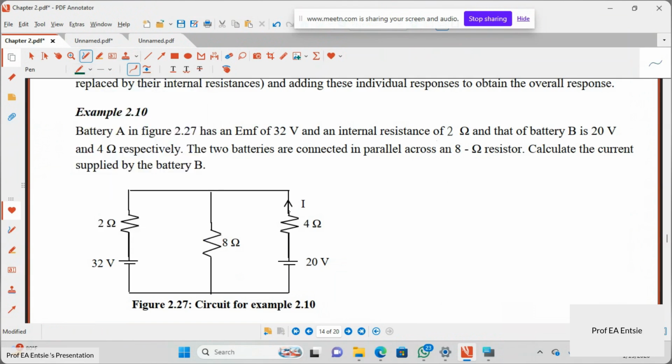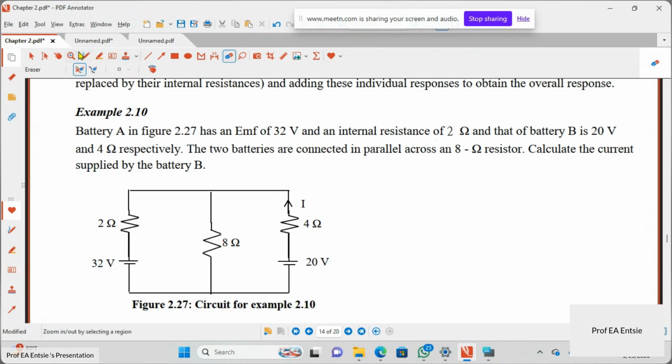So with this, let me first short circuit the first source, which is the 32 volt source here. I'm trying to find the current that is generated when I short circuit this particular 32 volt source.